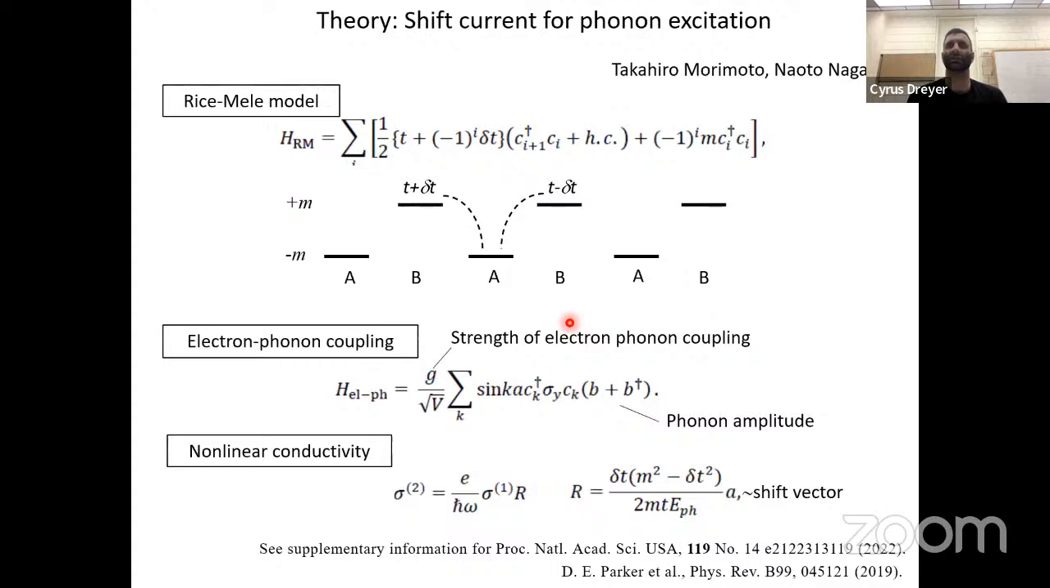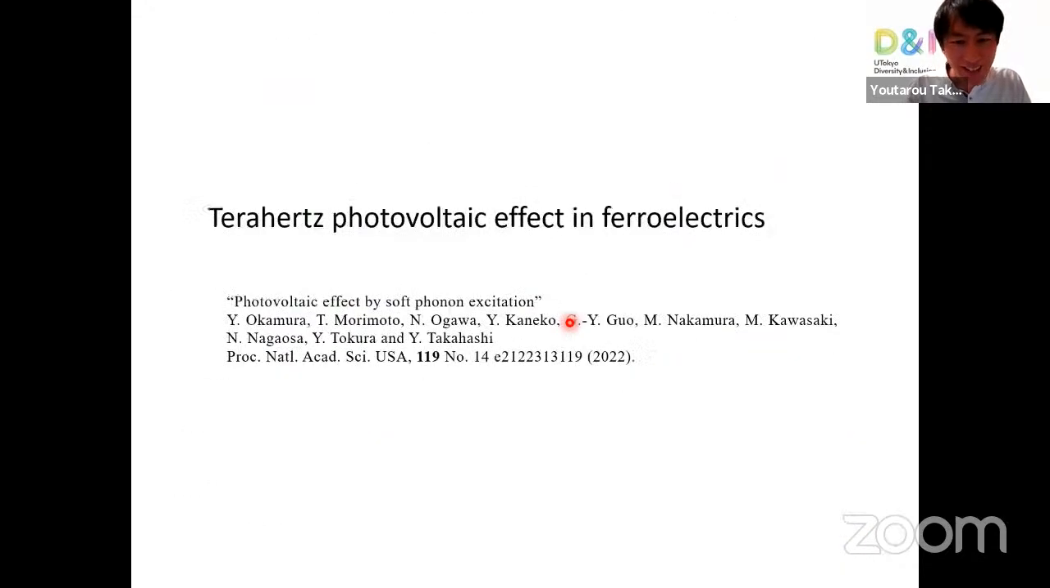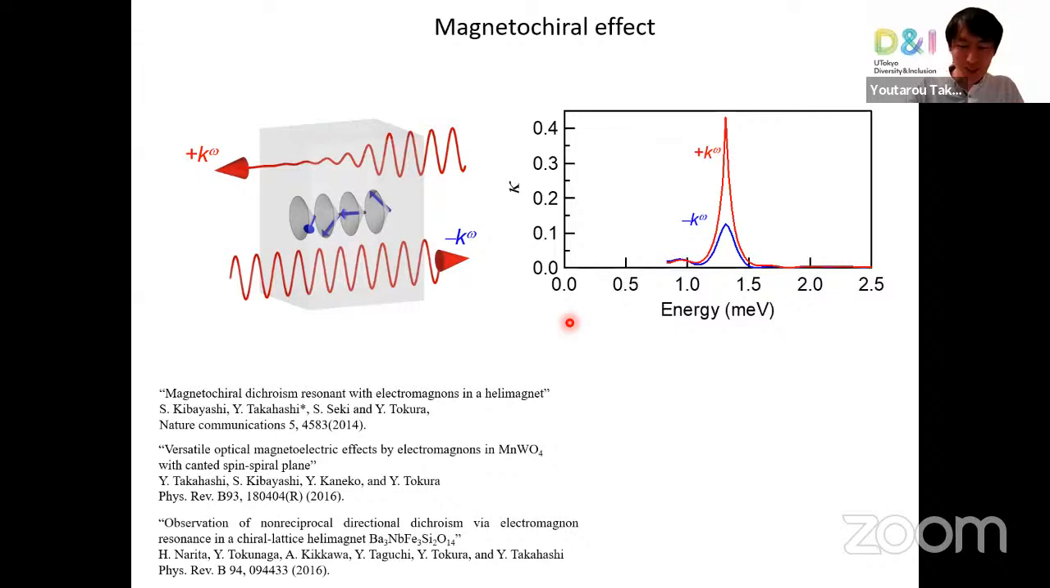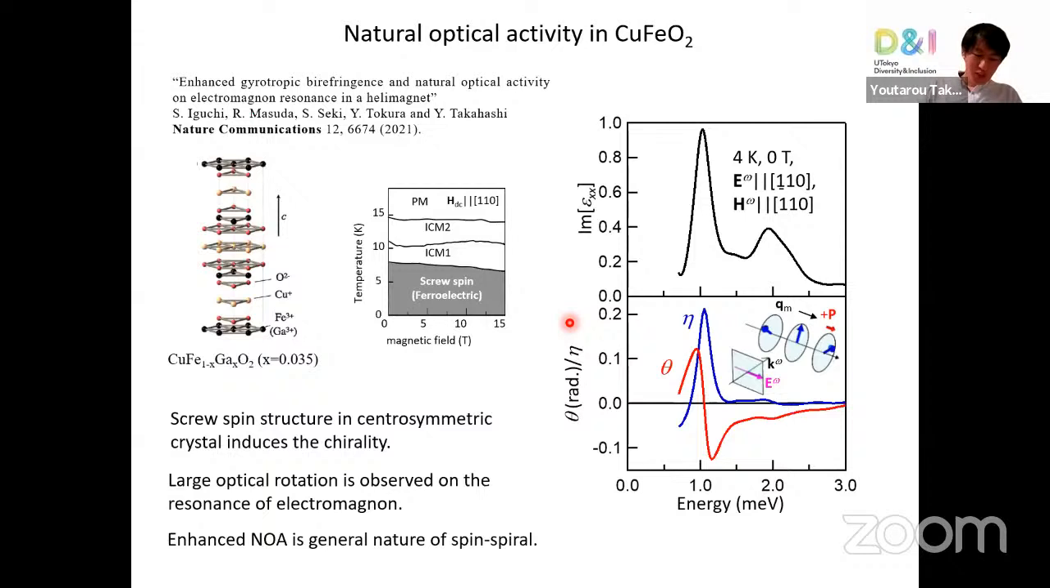Can you generate circularly polarized terahertz light? Okay. I think this is the next target of my research. I want to generate the terahertz light by using this electromagnetic resonance. This is exactly my next target. I hope we can do that. You can generate that. Thanks.